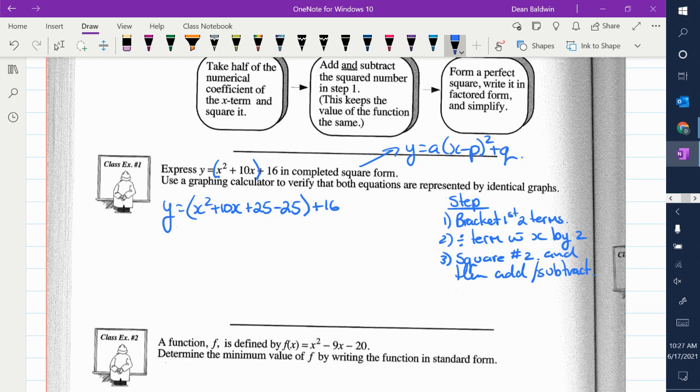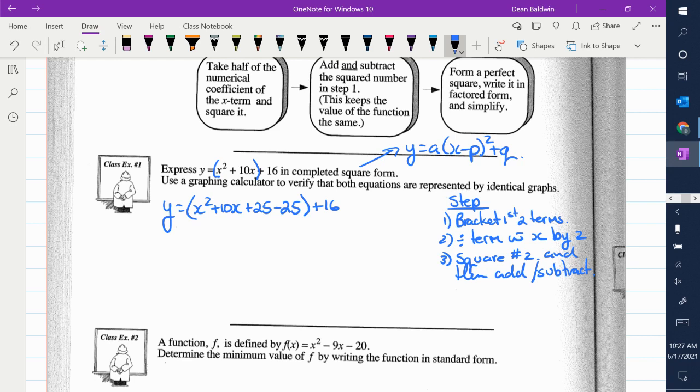Why do I need to add and subtract it? What's 25 minus 25? 0. If you add 0 to anything, does it change its value? No. That's why you have to add and subtract it. We have not changed the value of this expression because we've really just added 0 here. Okay, we've just written the 0 in a different way. So everything stays the same, it just looks different.